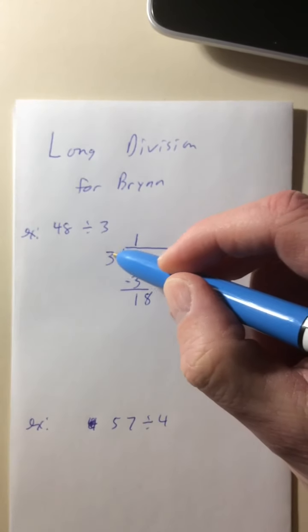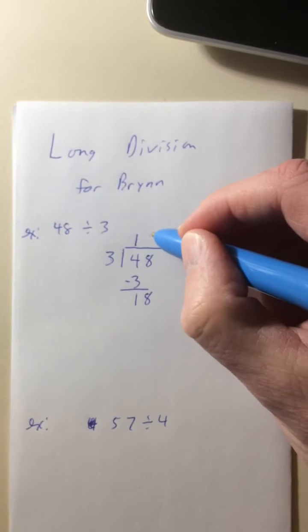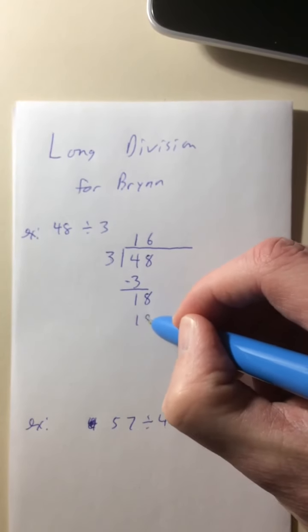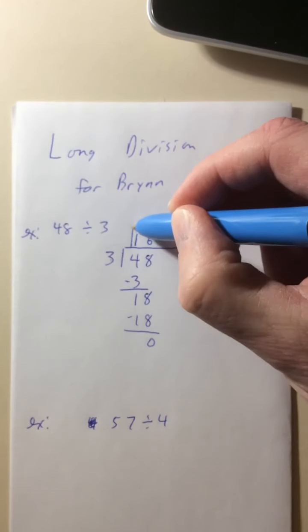Then we ask ourselves, how many times does 3 go into 18? And the answer is 6, because 6 times 3 is 18. 18 is there, and we subtract, and we got no remainder, so our answer is 16.